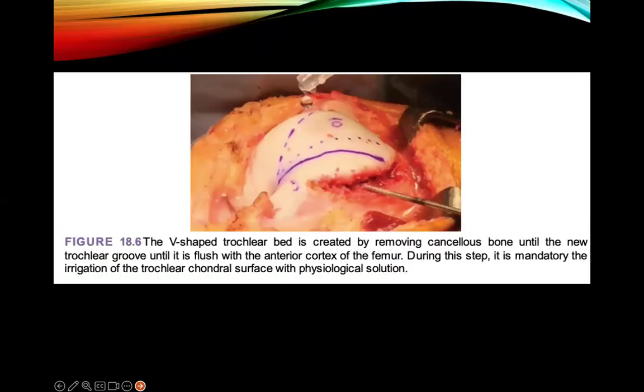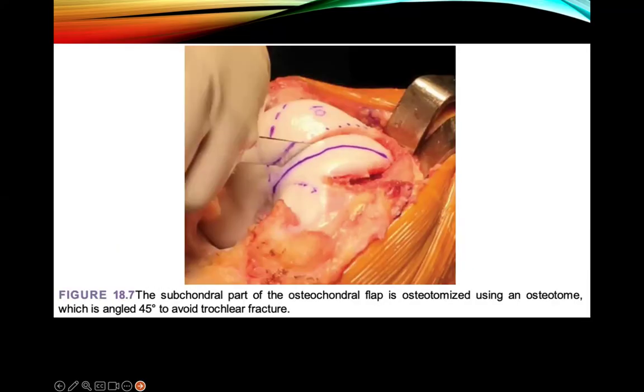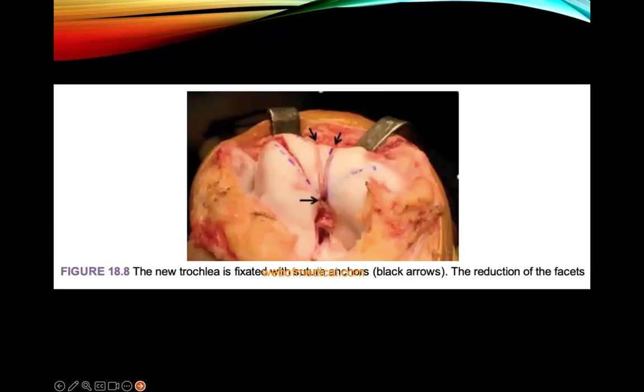After this, using a burr, you have to remove the cancellous bone, and then you have to create a V-shaped bed which is flush with the anterior femoral cortex, removing the supratrochlear spur. You have to preserve the osteochondral flap, and you have to avoid thermal damage as well. Then the subchondral part of the osteochondral flap is osteotomized, and it is angled at 45 degrees to avoid a trochlear fracture. Then you have to adjust the medial and lateral facets.